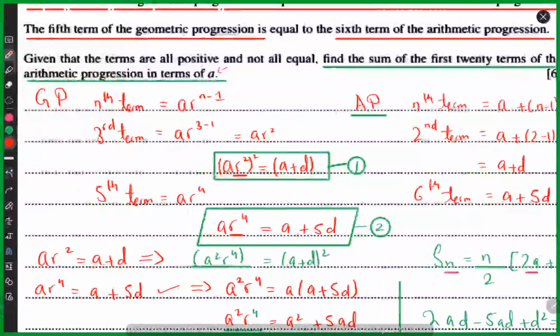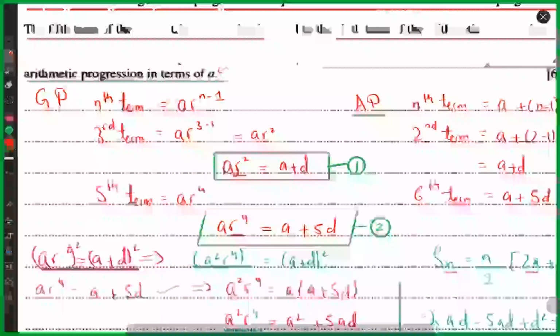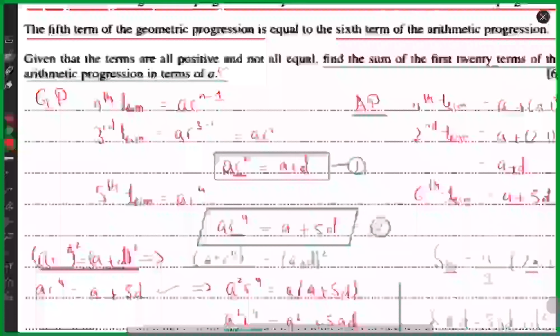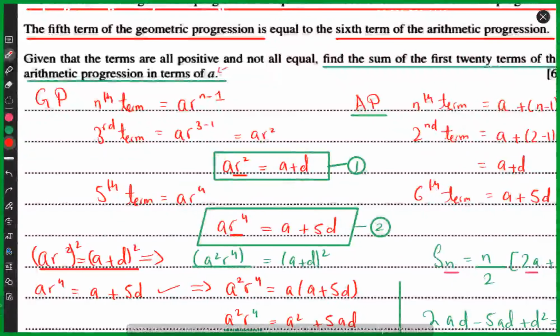Let me just erase that. Okay, this is equation 1 right here. So I have basically squared both sides of equation 1. When I squared both sides of equation 1, I got a squared r to the power 4, and I got a plus d whole squared. So equation 1 ended up like this. Okay, acha, I was able to find r power 4 in 1 as well, and in equation 2 I have just multiplied. So this was my equation 2.